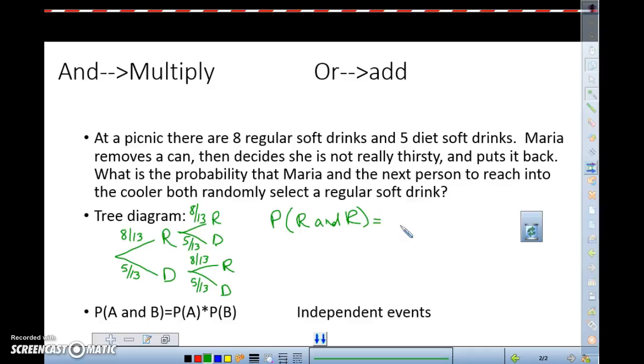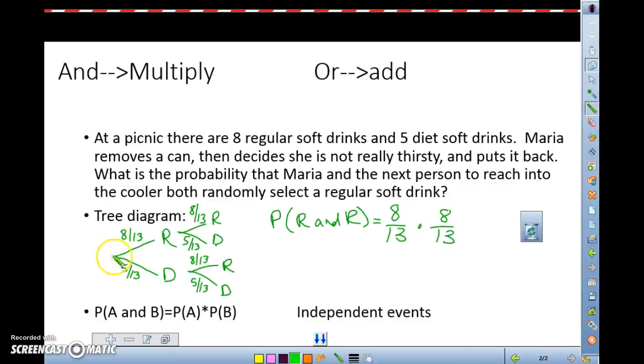Alright, so if we were to do the probability of regular and another regular, that tells us to multiply, so 8/13 times 8/13. And if you look at your tree diagram, regular is 8/13 times 8/13. So it's sort of a vision for what we're doing here. And of course we need to multiply this out. So 64 over 169. And then does it reduce is the question. Yes. These are independent events. When Maria puts the can back, it has no effect on what the second person does. Right?